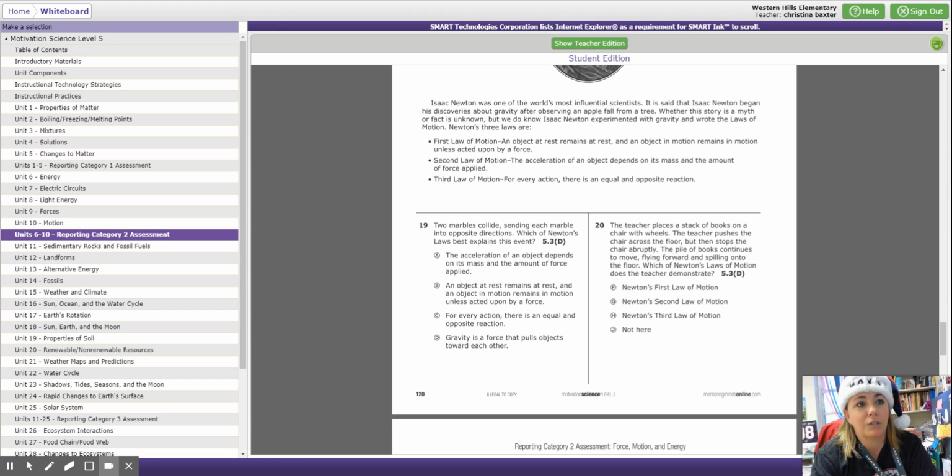And number 20. The teacher places a stack of books on a chair with wheels. The teacher pushes the chair across the floor, but then stops the chair abruptly. The pile of books continues to move, flying forward and spilling onto the floor. Which of Newton's laws of motion does the teacher demonstrate? F. Newton's first law of motion. G. Newton's second law of motion. H. Newton's third law of motion. Or J. Not here.